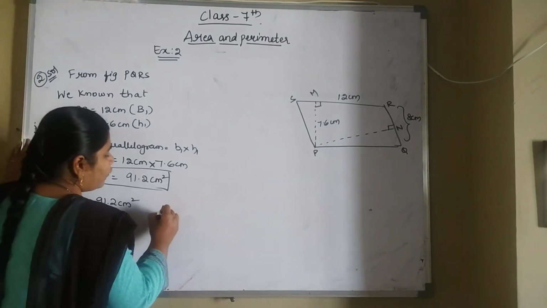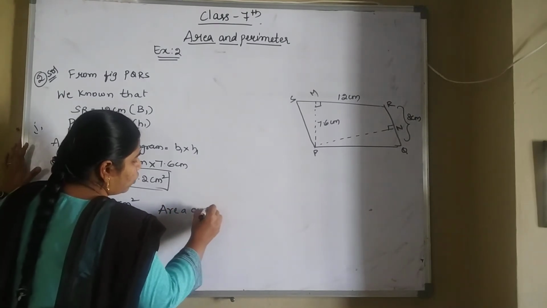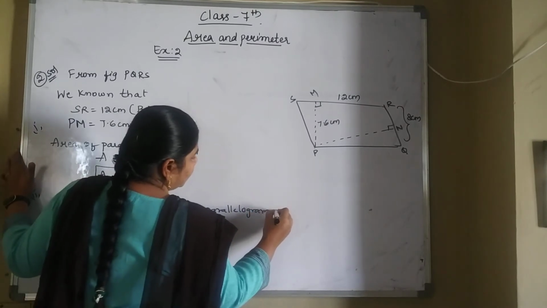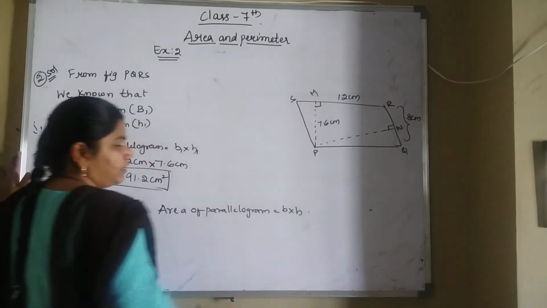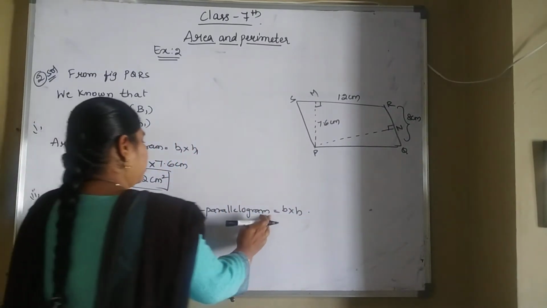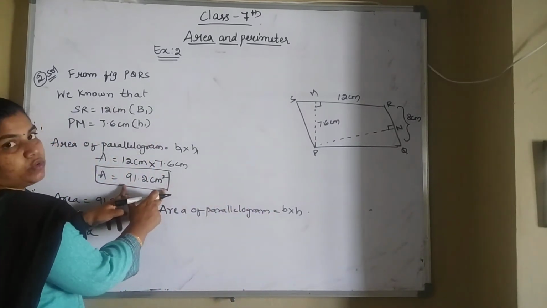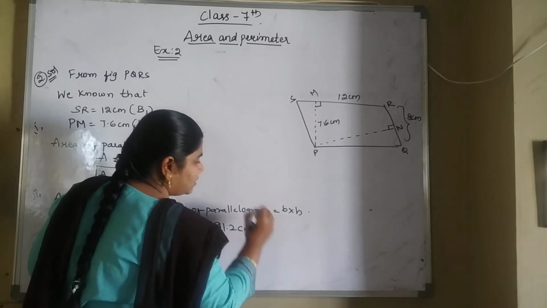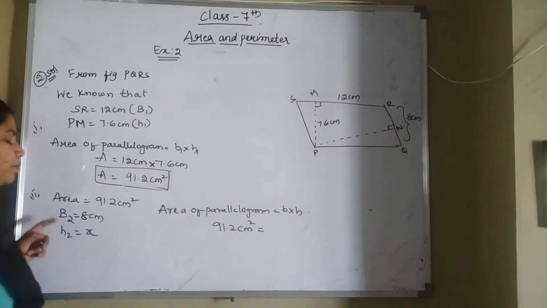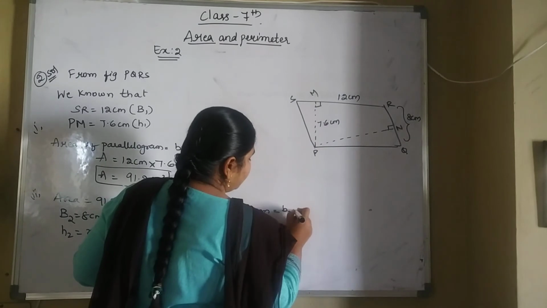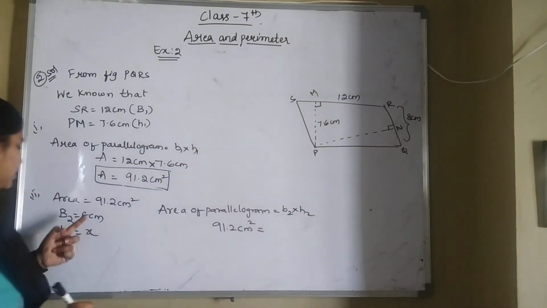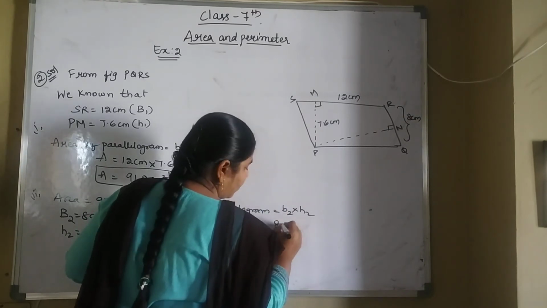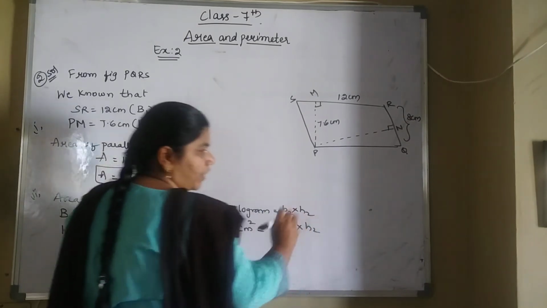So what is the area of a parallelogram formula? Area of a parallelogram is equal to base into height. So the area of the parallelogram we know as 91.2 centimeters squared. So 91.2 centimeters squared is equal to base 2. Base 2 is how much? 8 centimeters, and H2 we have to find.